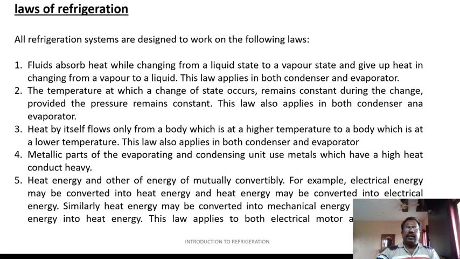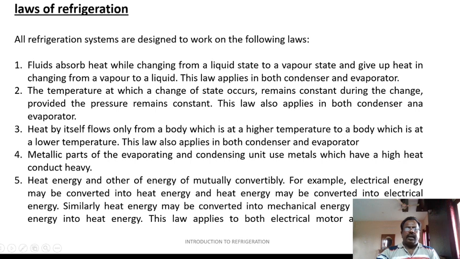Next one is temperature at which a change of state occurs remains constant during the change, provided the pressure remains constant. This law also applies in both condenser and evaporator. Third one is heat by itself flows only from a body which is at a higher temperature to a body which is at a lower temperature. This law also applies in both condenser and evaporator.